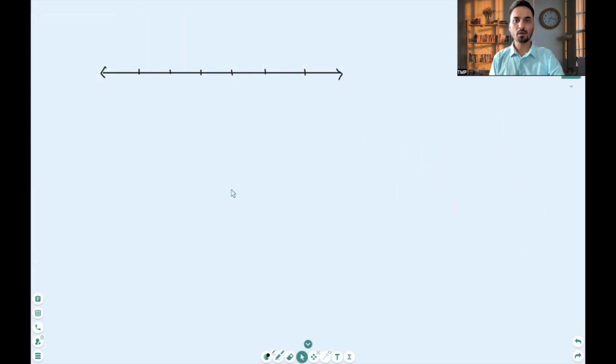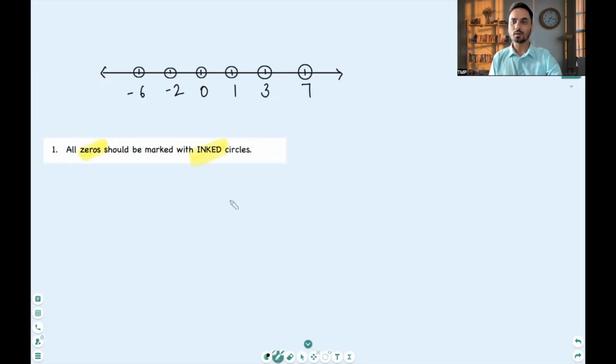Next, we will mark all the zeros and the points of discontinuity on the number line. So minus 6, minus 2, 0, 1, 3, and 7. Now here we start with some rules. Rule number 1 is to mark all zeros with inked circles. So the zeros were minus 6, minus 2, 1, and 3.